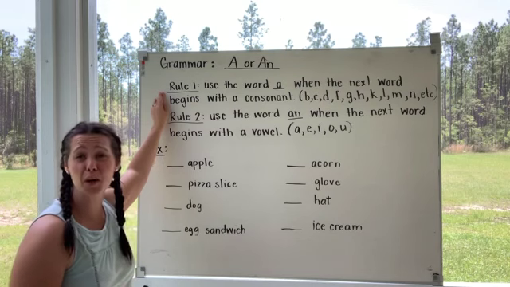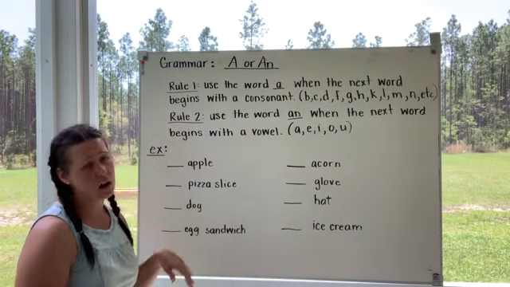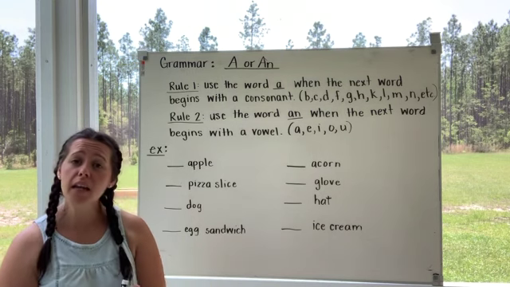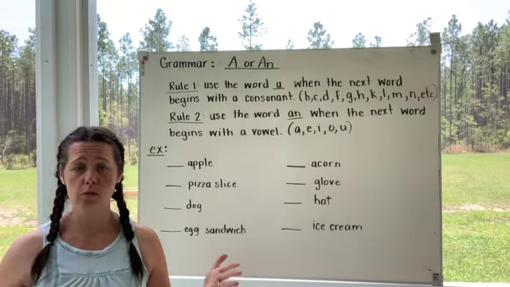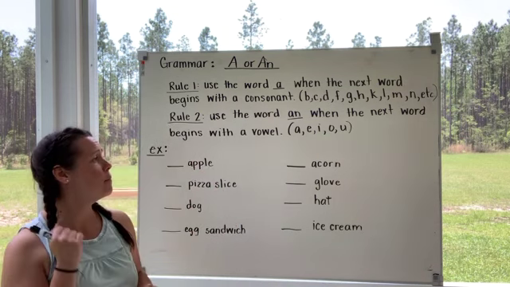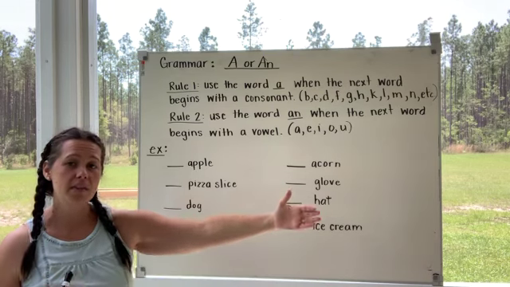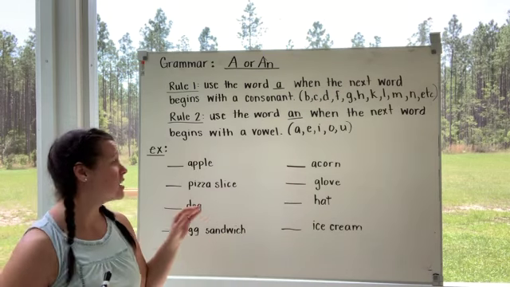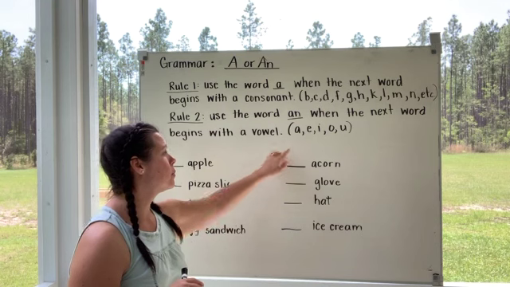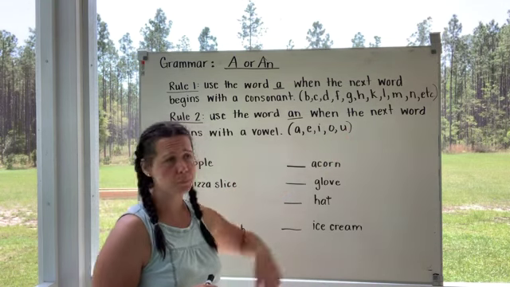We want to use the word a in a sentence when the next word begins with a consonant. Now, a consonant is any of the letters that are not vowels. Okay, so B, C, D, F, G, H, K, L, M, N, P, and all the way to the very end of the alphabet, as long as they're not vowels. Okay, remember our vowels are A, E, I, O, and U.